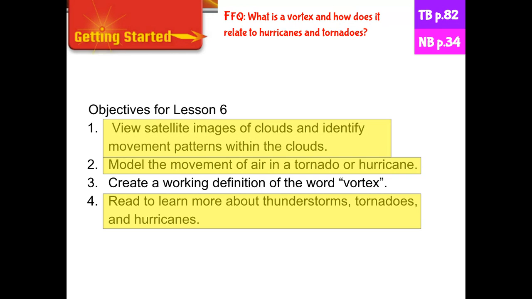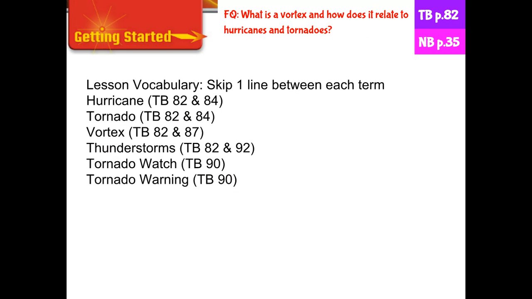Objective 1 talks about satellite images of clouds and identifying patterns within those clouds. Objective 2 talks about modeling the movement of air in a tornado and a hurricane. That's what our model vortex is going to be for. And then we're going to read and learn more about thunderstorms, tornadoes, and hurricanes. And this is probably the exciting part of the weather. This is the part where we talk about thunderstorms and tornado warnings and things like that.